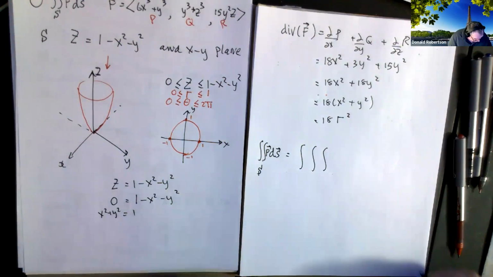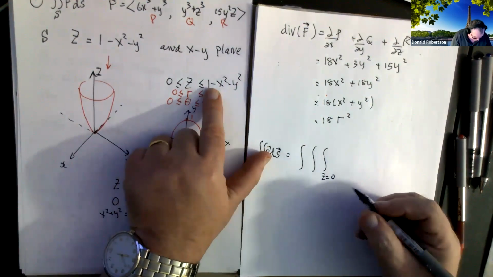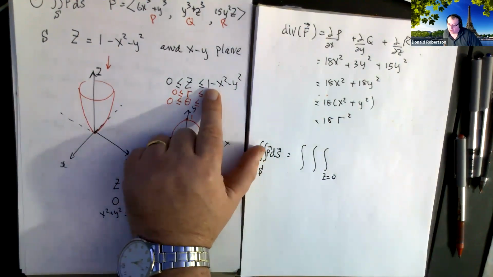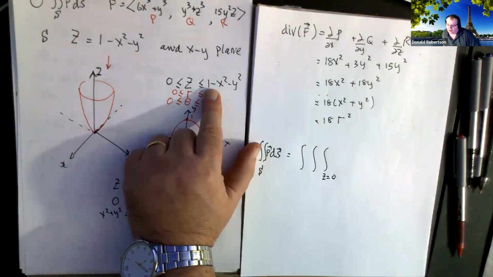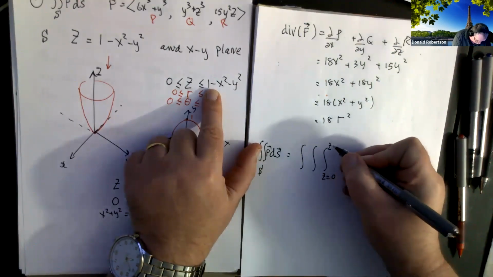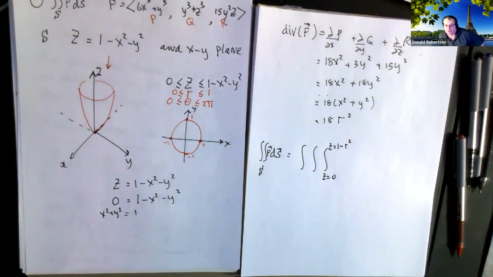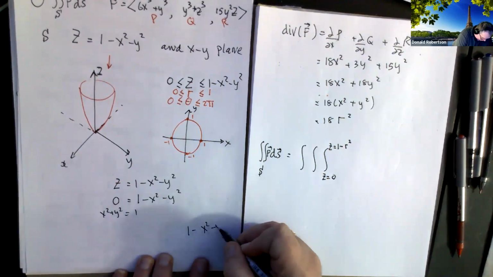Well, the guy I'm going to start with is the z's. Now the z goes 0 to 1 minus x squared minus y squared. If I'm going to go cylindrical, I don't want x's or y's. I only want r or theta, or z, I guess. So this fella here is actually 1 minus r squared. Are you comfortable with 1 minus x squared minus y squared becoming 1 minus r squared? That makes sense? Okay, good.